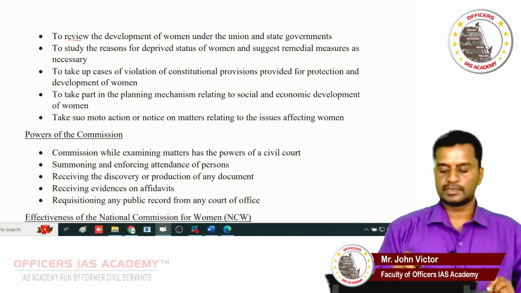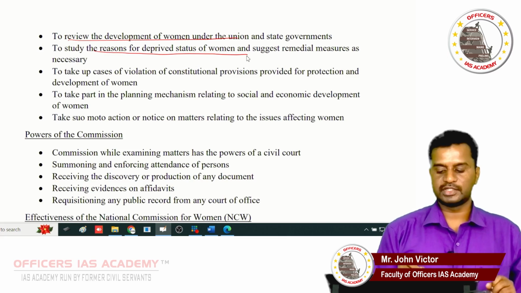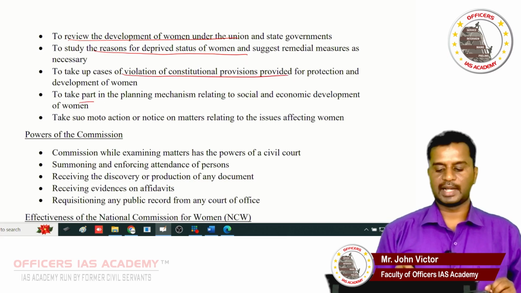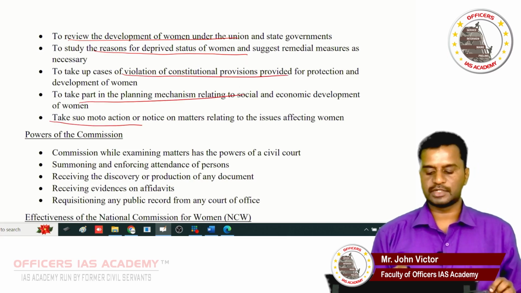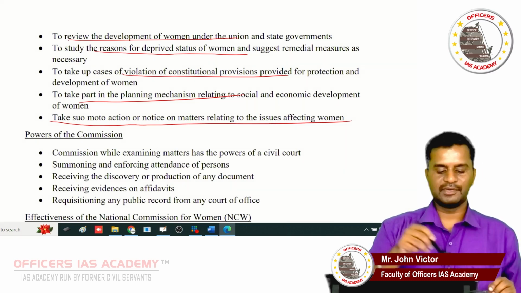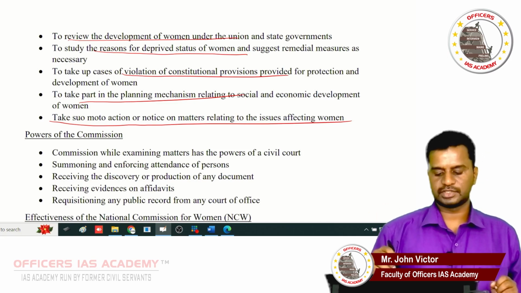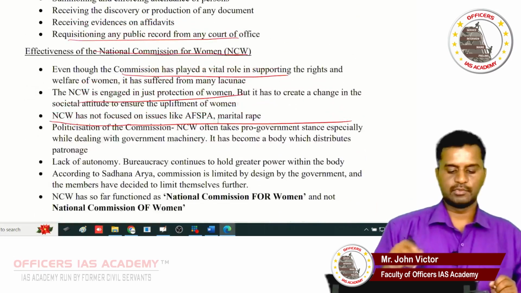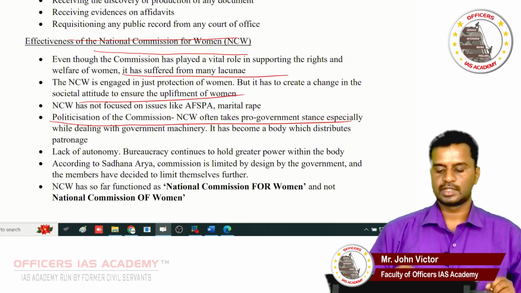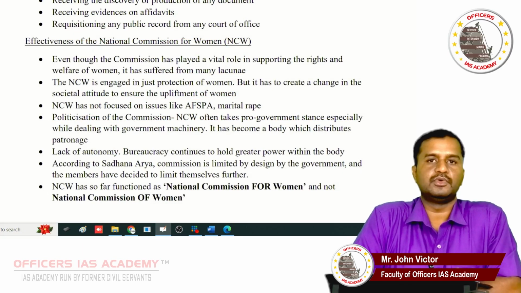Reviewing the development of women, reasons for deprived status, take up cases of violations, take part in the planning mechanism, take due mode of action if necessary. So write briefly. I have given the points in detail. You can write the important points, the most relevant ones. Also write about the effectiveness of the NCW.